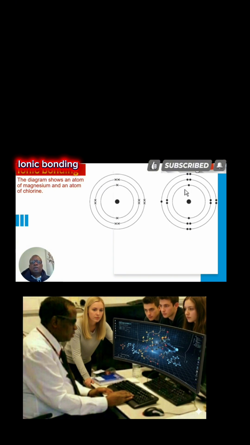Well done. Magnesium has got 2 electrons in the outer shell and chlorine has got 7 electrons in the outer shell. You are also expected to demonstrate your understanding of the electron configuration for magnesium and the electron configuration for chlorine.